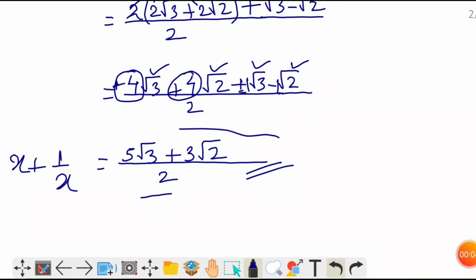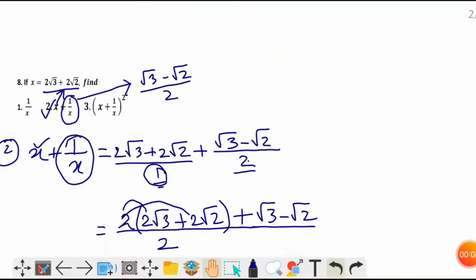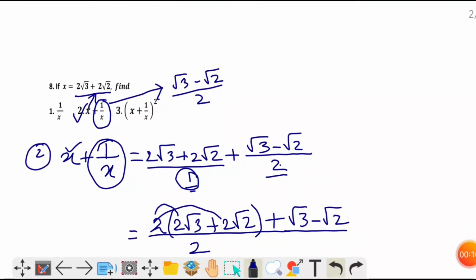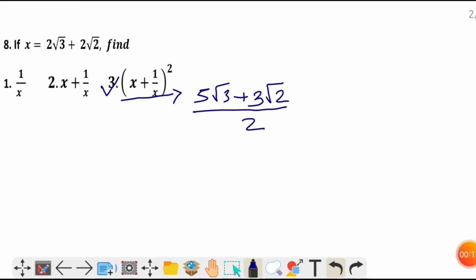So using this value again, we'll solve question number 3, that is x plus 1 by x whole square. So let's solve question number 3. We've already got the value for this, that is 5 root 3 plus 3 root 2 by 2. So we have to square it.